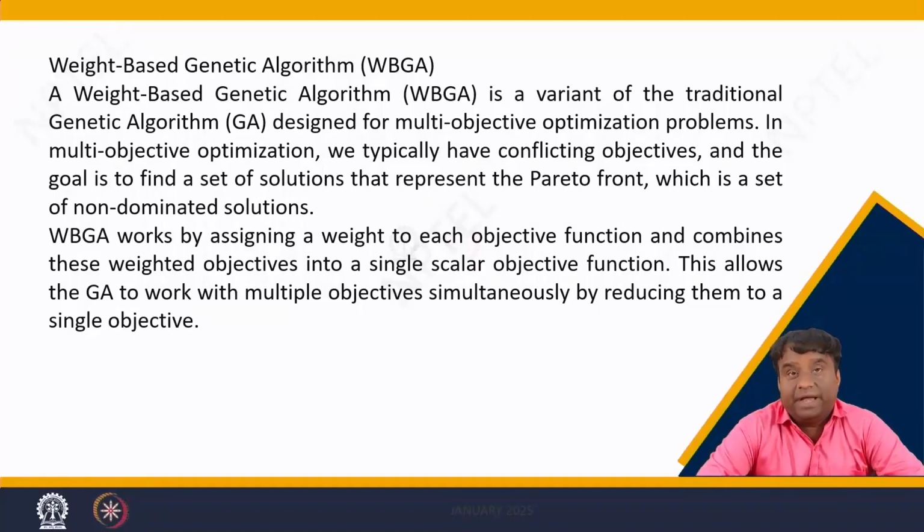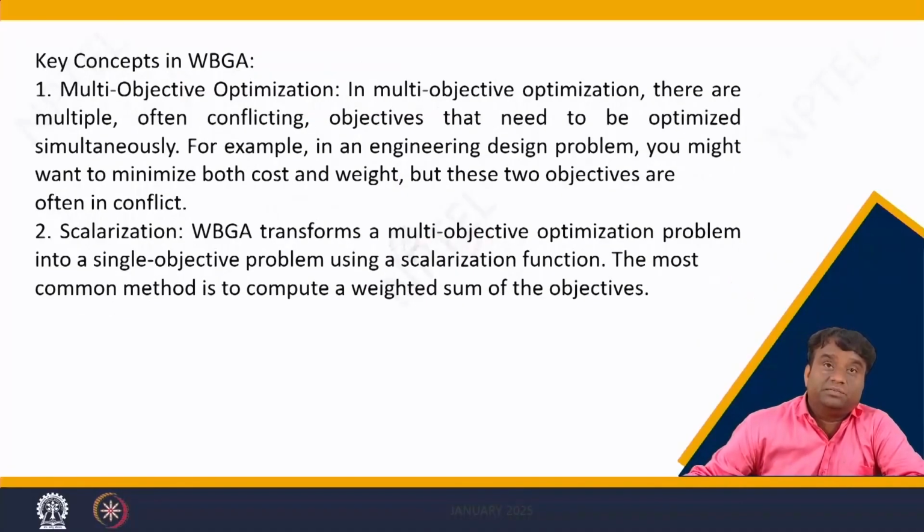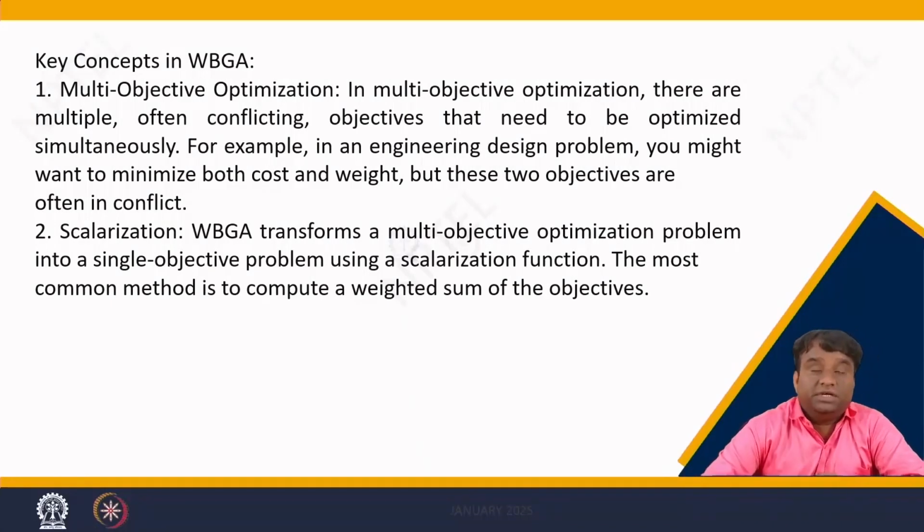WBGA works by assigning a weight to each objective function and combining these weighted objectives into a single scalar objective function. This allows the genetic algorithm to work with multiple objectives simultaneously by reducing them to a single objective. Key concepts in WBGA. The first one is multi-objective optimization. In multi-objective optimization, there are multiple, often conflicting objectives that need to be optimized simultaneously.